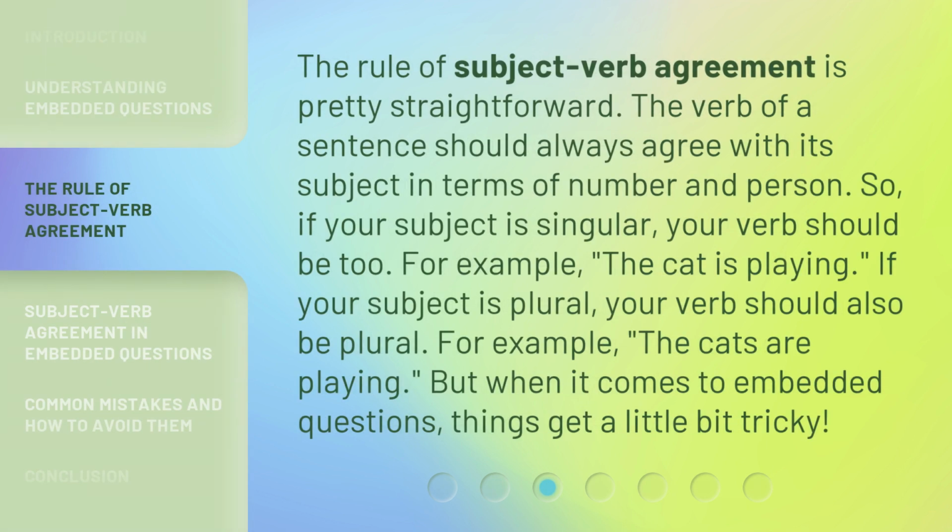The rule of subject-verb agreement is pretty straightforward. The verb of a sentence should always agree with its subject in terms of number and person. So, if your subject is singular, your verb should be too. For example, the cat is playing. If your subject is plural, your verb should also be plural. For example, the cats are playing. But when it comes to embedded questions, things get a little bit tricky.